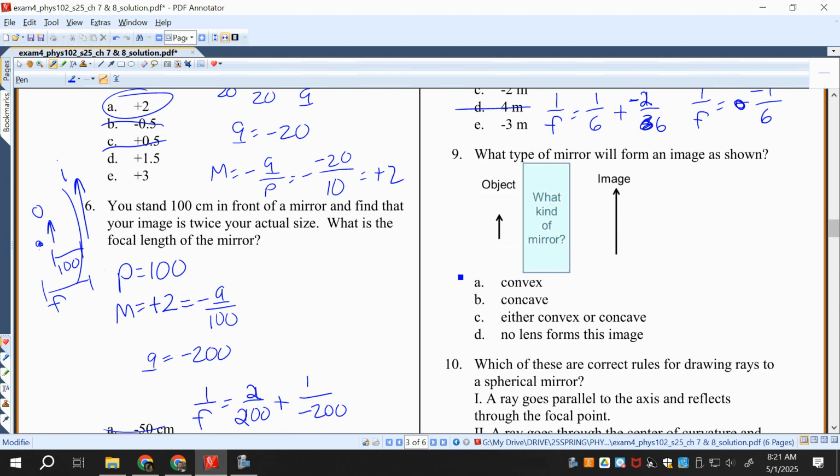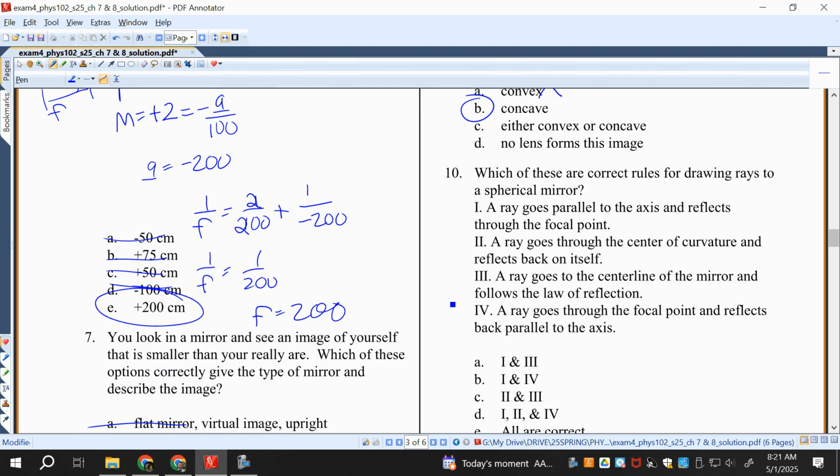All right. What type of mirror will form this image as shown? All right, we've seen this already. This is, excuse me, not a convex mirror. I did that wrong. A concave mirror. When you're inside the focal point of a concave mirror, it produces an image that is upright, bigger, and virtual.